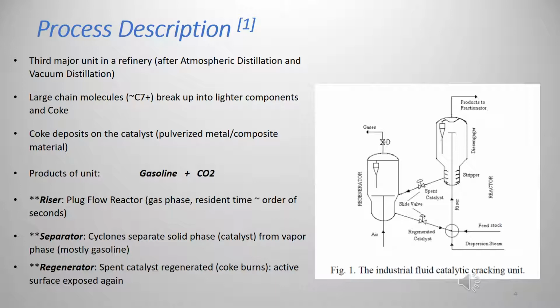The spent catalyst, which is covered with coke, is sent to the regenerator. In the regenerator, it mixes with hot air, and the coke burns and produces CO2, which is another product of this process, and then sent to further processing and downstream units. And the regenerated catalyst is sent back to the riser.